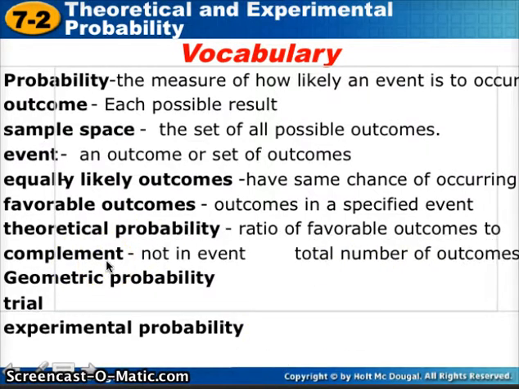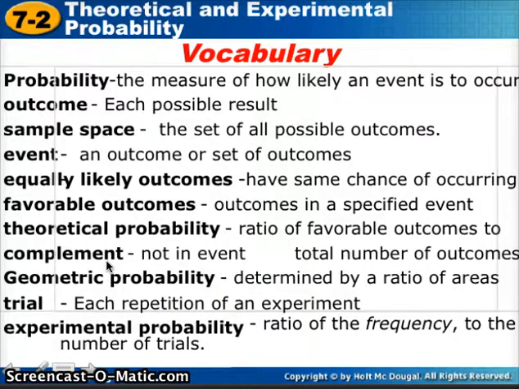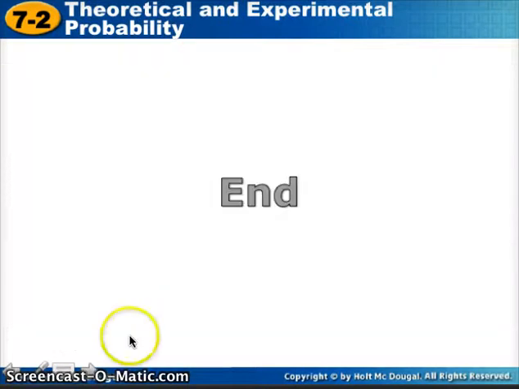Theoretical probability is the ratio of favorable outcomes to the total number of outcomes. The complement are the things not in the event. Geometric probability is determined by the ratio of areas. A trial is a repetition of an experiment, and experimental probability is the ratio of frequency to the number of trials. All right, and that's the end of this video.